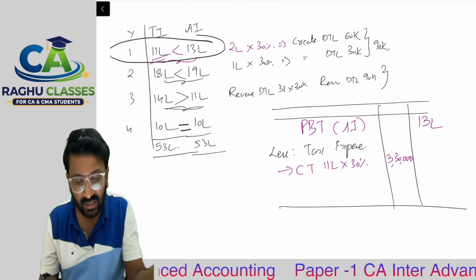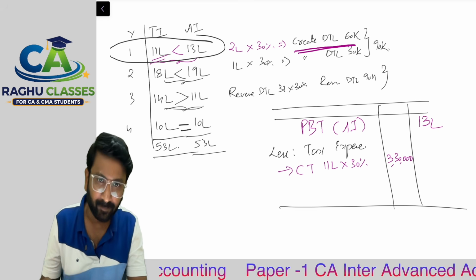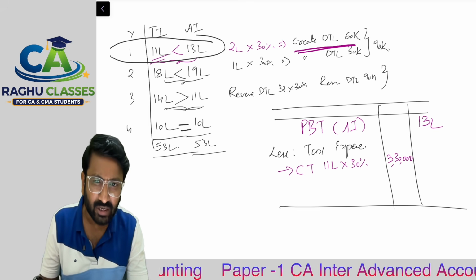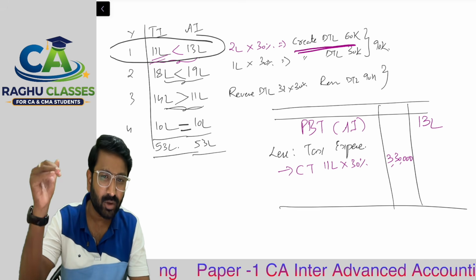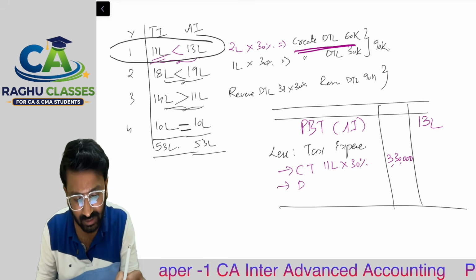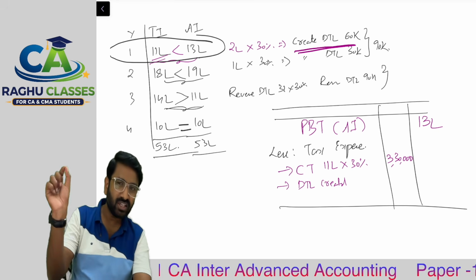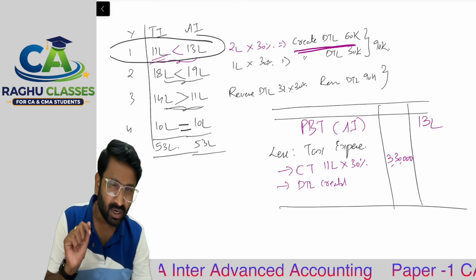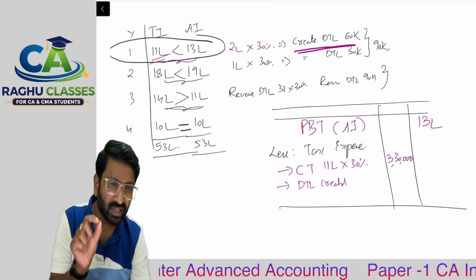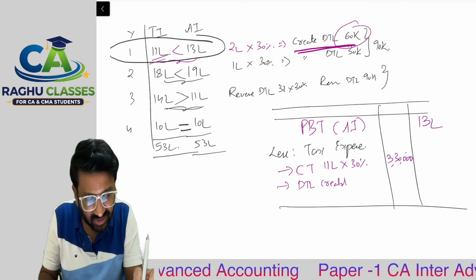Now, in year number 1, I'm supposed to create a deferred tax liability. And when I'm creating a liability, the entry is P&L account debit to deferred tax liability. So DTL created. When I'm creating DTL, the entry is P&L account debit. And if I'm debiting my P&L, it's like an expense. Your expense gets added up. So 330, 60 gets added up.